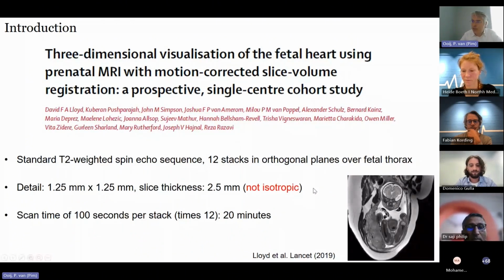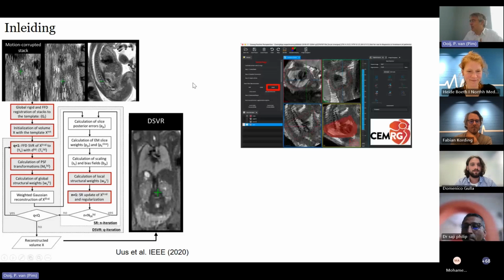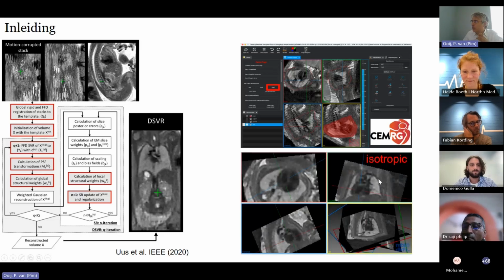These images are run through very elaborate and complex mathematical algorithms that the London group developed, which I'm not going to go into detail about because I don't know what's going on either. What I do know is that you have to use a program for this and that you manually have to draw a region of interest to get this motion compensated 3D reconstructed volume that now has an isotropic voxel size and that you can reslice any way you want to diagnose congenital heart disease.